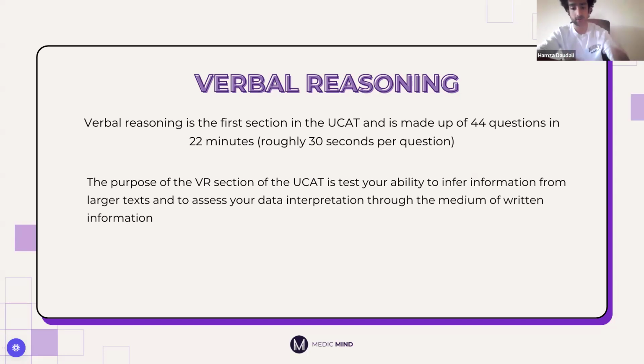And then you'll sit down and there'll be instructions that run through, and then you'll come into verbal reasoning. Verbal reasoning will be the first section of the UCAT. You'll have 44 questions in 22 minutes, roughly 11 scenarios. So 2 minutes per scenario, or 30 seconds per question. You may have more scenarios than that, as some scenarios will have fewer questions.